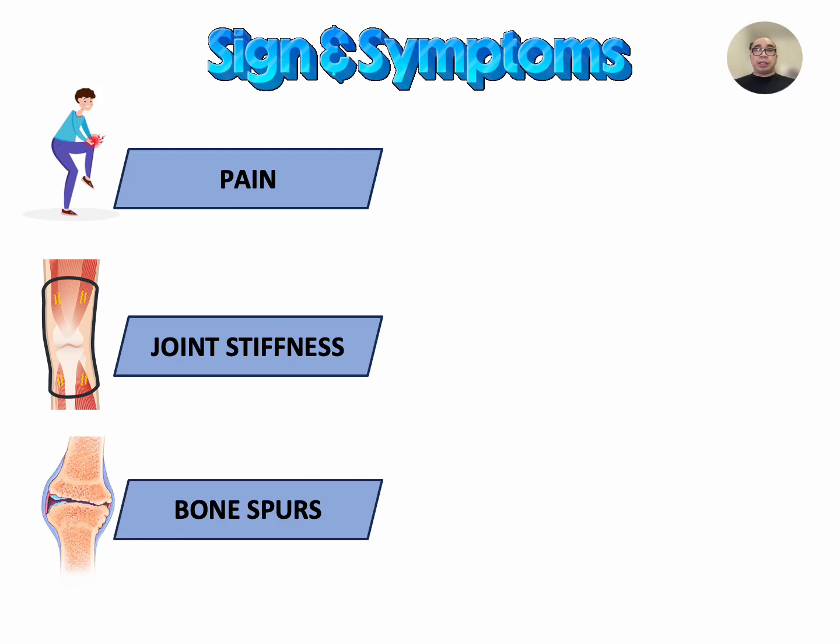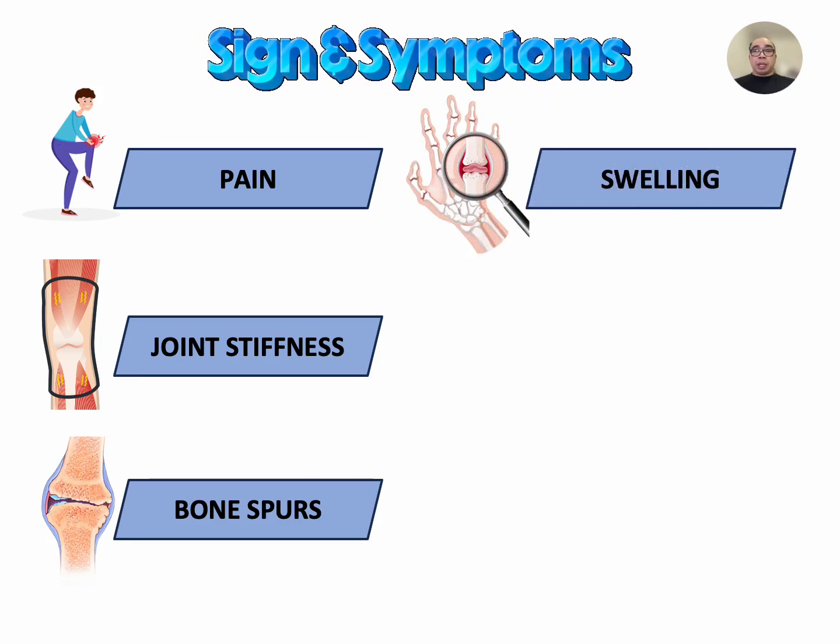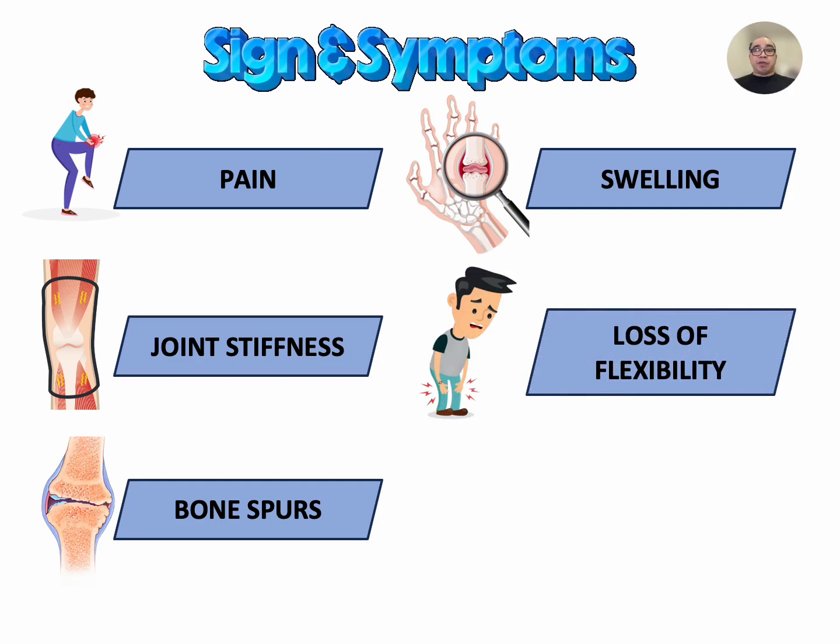Joint changes can limit joint movement, and bone spurs may develop. These are extra bits of bone, which feel like a hard lump and can form around the affected joint. Swelling, which could occur in different joints. Swelling results from the ongoing inflammation and could possibly be an infection. The patient may have loss of flexibility. The patient may not be able to move the joint through its full range of motion.